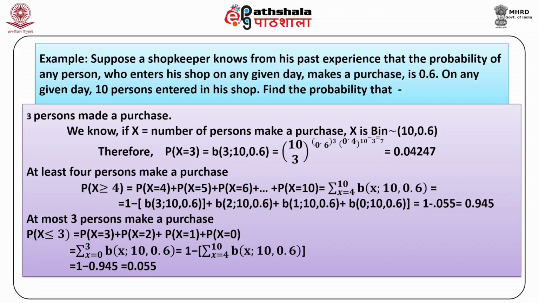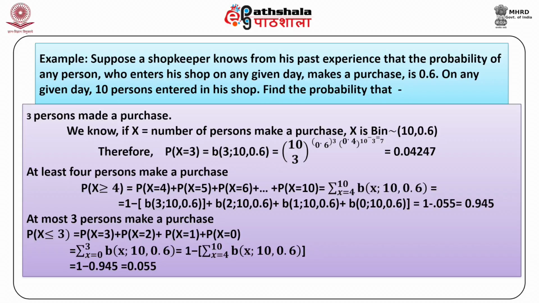We know that if x is equal to the number of persons who make a purchase, x follows a binomial distribution where n is 10 and the probability is 0.6. So, what will be the probability that x is equal to 3? The probability that x is equal to 3 is 10C3 into 0.6 raised to power 3 into 0.4 raised to power 10 minus 3 equal to 7. If you solve this, it comes out to be equal to 0.04247.